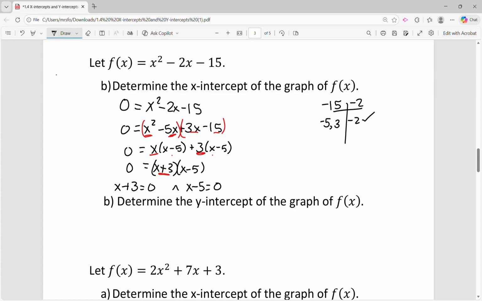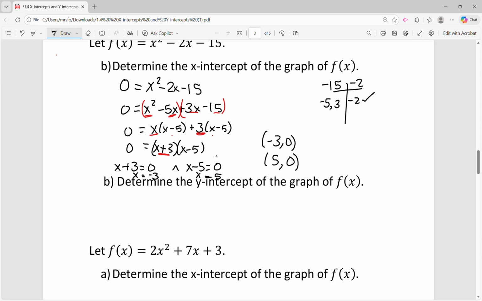So x plus 3 equals 0 when x is negative 3, and x minus 5 is 0 when x equals 5. So in this case, I have two x-intercepts, negative 3, 0, and 5, 0. So when you have a quadratic, you might have two x-intercepts.